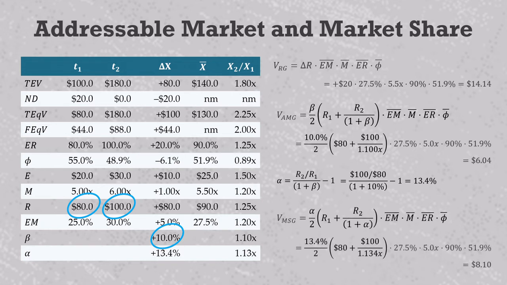When we plug R1, R2, and alpha into the formula, we get addressable market growth of 8.10 million, and as expected, the 8.10 and the 6.04 add up to revenue growth of 14.14 million. All right, now let's try the logarithmic model.